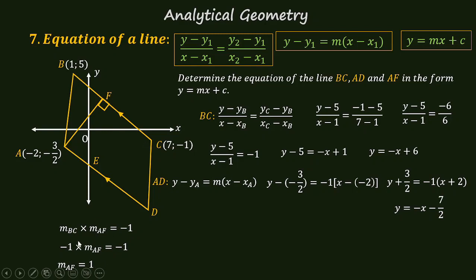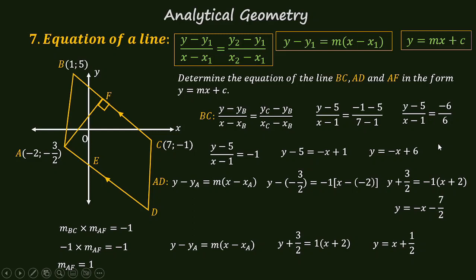Now that information has helped us to find the gradient of the straight line AF. So we have the gradient of the straight line AF, and we also have a point with coordinates. We can use the point-gradient method to find the equation of the straight line AF. So all we have to do now is substitute and arrive at the solution, which is y equals x plus 1/2. So the equation of the straight line AF is y = x + 1/2.